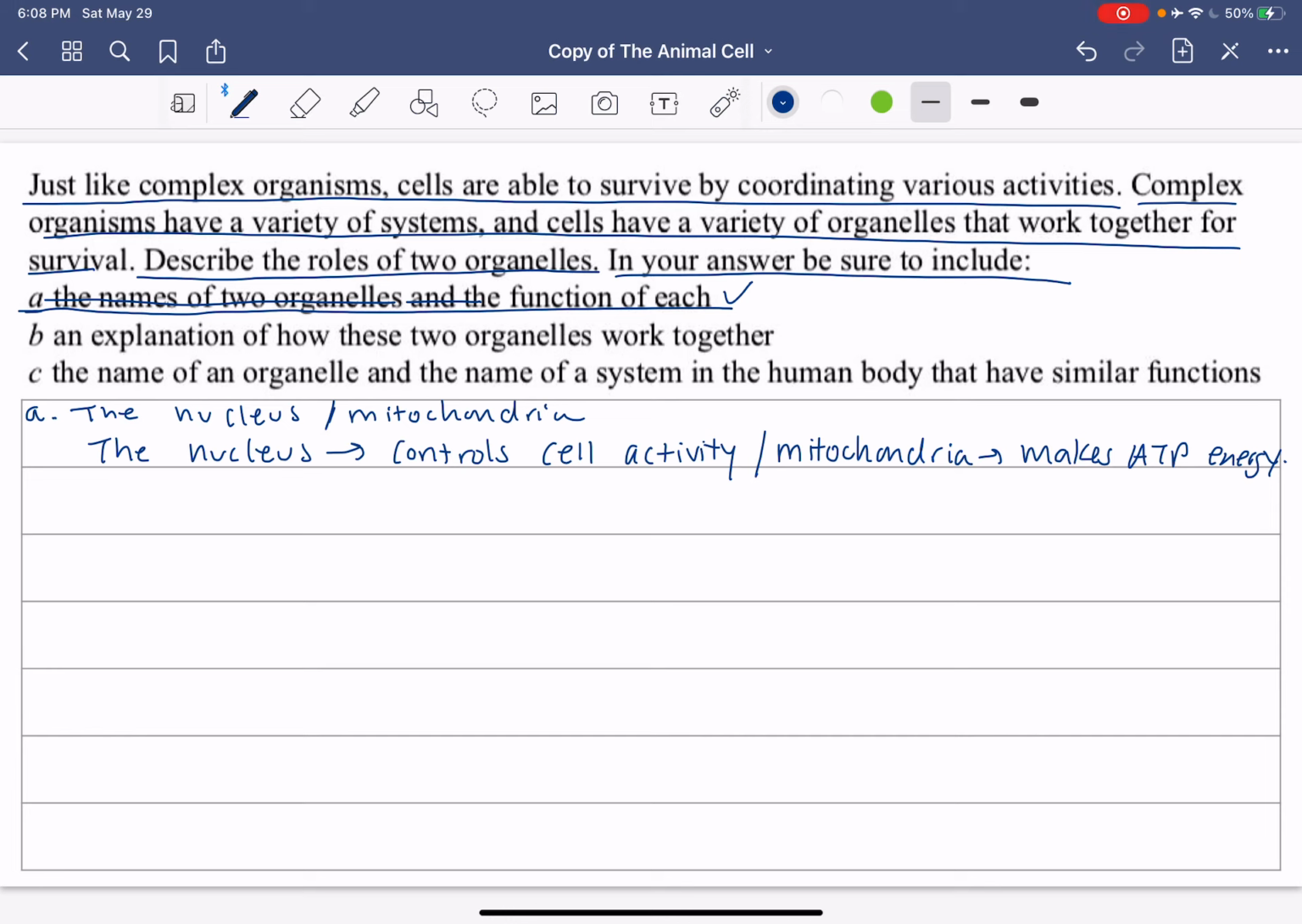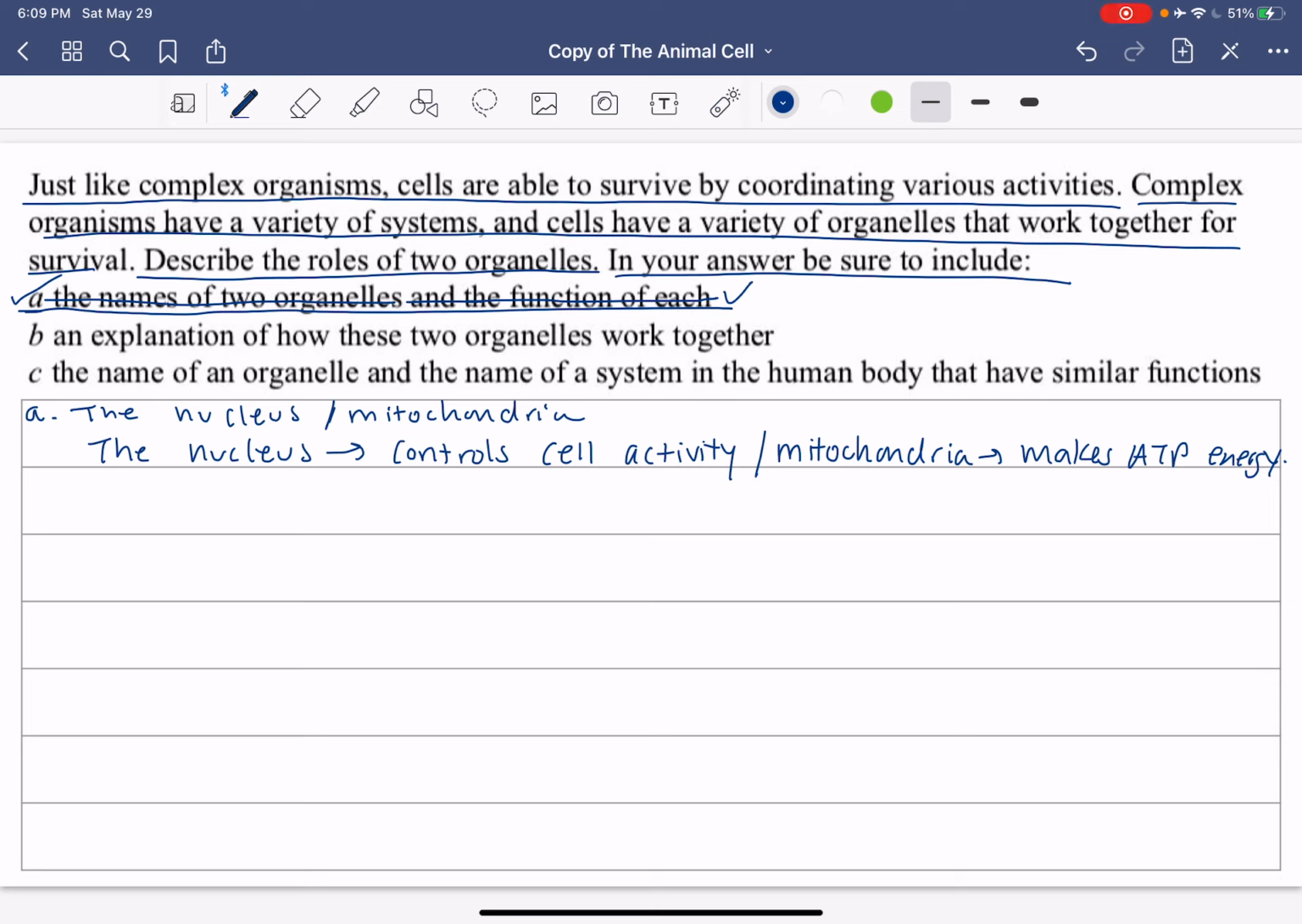Notice, I did not restate the question. I answered the question directly. I'm annotating, and I already checked off A. My handwriting is not perfect. I'm writing on an iPad with an Apple pen, so it's a little difficult to make it super neat, especially if I want to go fast. But you can read this. If you misspell a word here or there, that's fine. You're not going to get points taken off because of that.